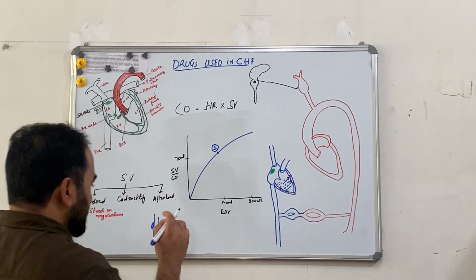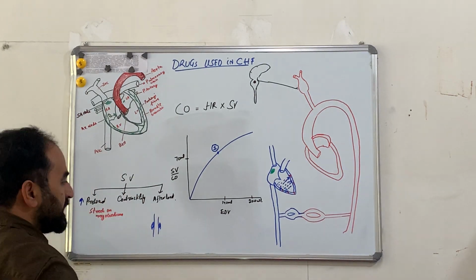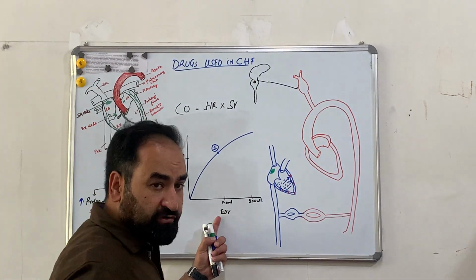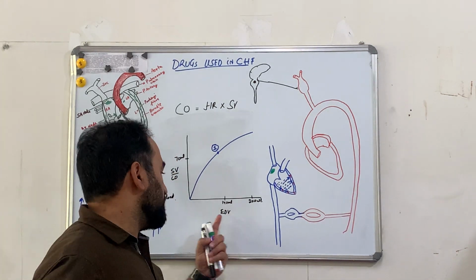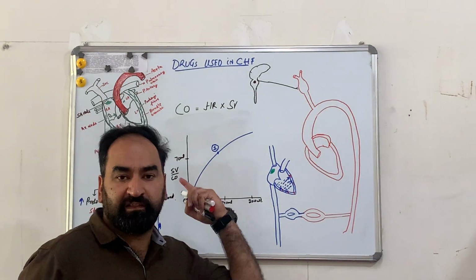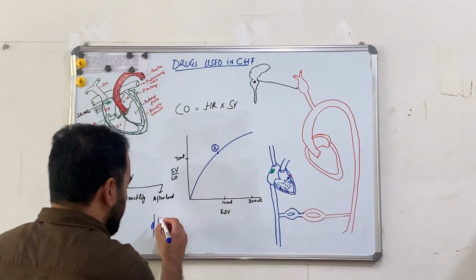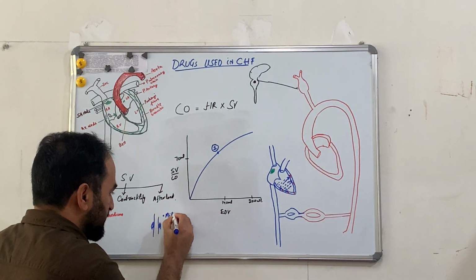That means it increases the preload. Whenever you increase the preload, you are increasing the end diastolic volume. This increase in the end diastolic volume leads to an increase in the cardiac output. So that is one thing, the milking process.